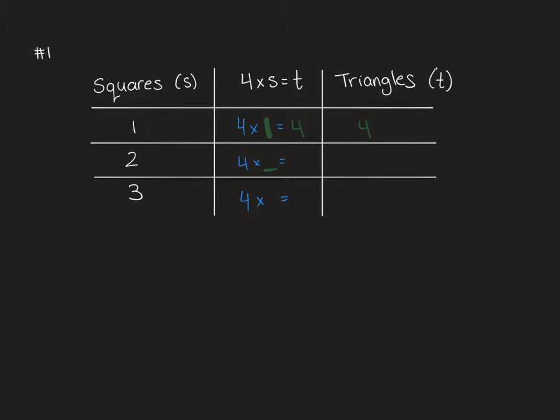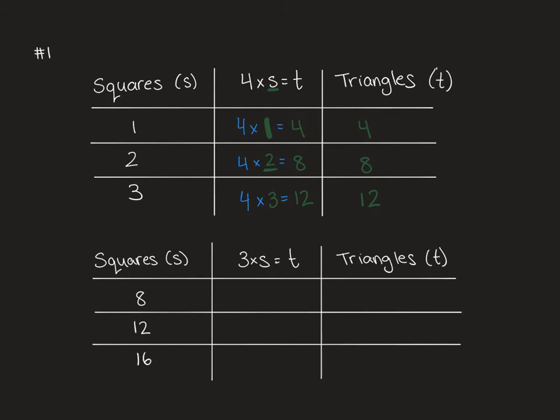Here in our space where S goes, we're going to put 2 because that's the number of squares. So 4 times 2 is 8. So we would have 8 triangles. Then if we look at our number of squares in our third row, we have 3. So it'd be 4 times 3 is 12. So 12 would be our number of triangles.